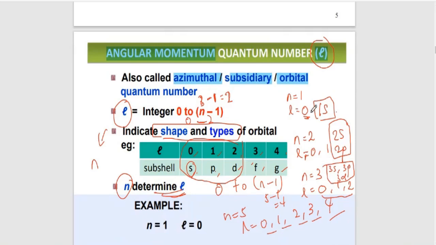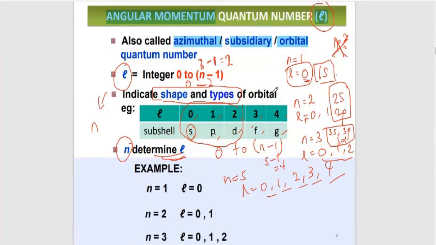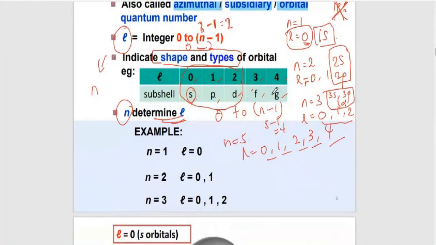Okay ya? Maksudnya, kalau N equal to 1, 1P wujud ke tak? Tak wujud. Kerana semasa N equal to 1, hanya L sama dengan kosong diterima sahaja. Ini adalah peraturan dia. That's why 1P tak wujud. Okay ya? So, inilah konsep untuk angular momentum quantum number. Boleh faham? Boleh, madam. Okay, next.